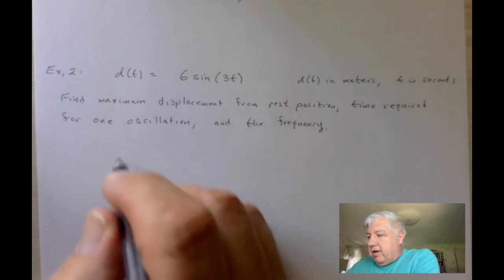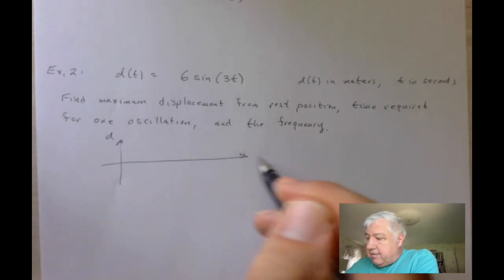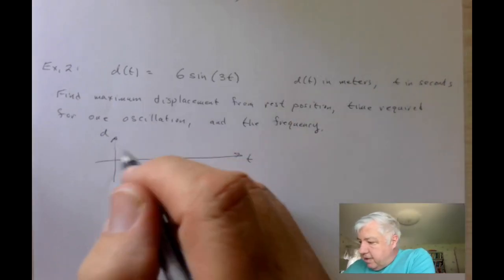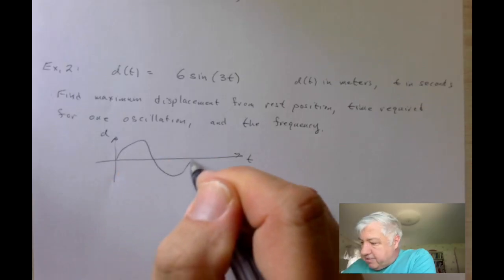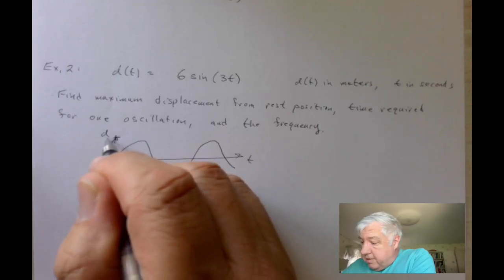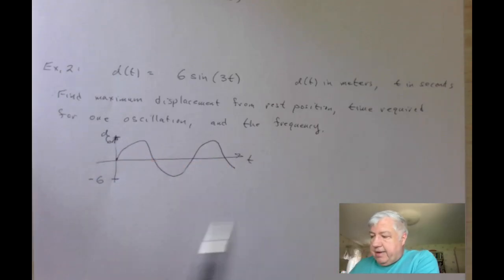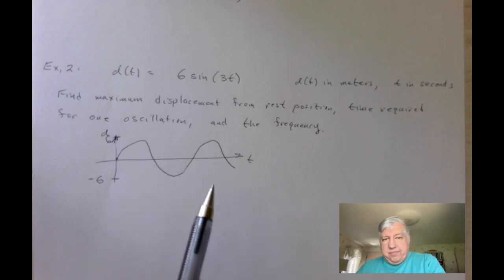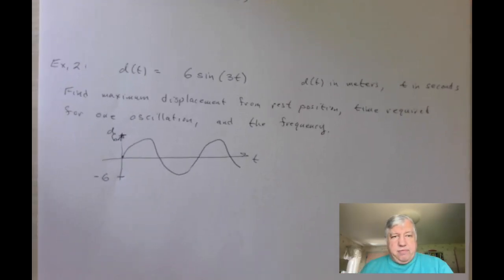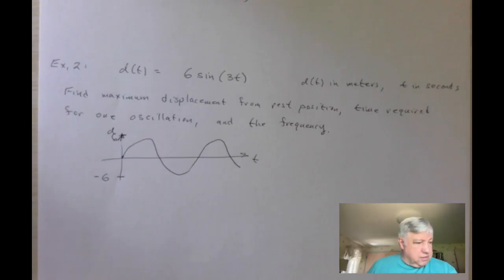All right, so what's going on in this case? When t equals 0, this is going to be 0. If you were to graph this, here's d and here's t. The function is going to look like this, where the amplitude, of course, is 6. Then we'll find what the period is. We're starting at the rest position, and then the displacement is going positive, then 0, and then negative, and again.